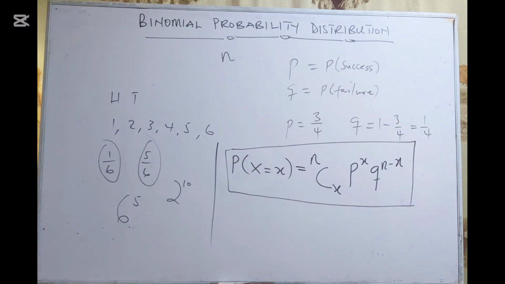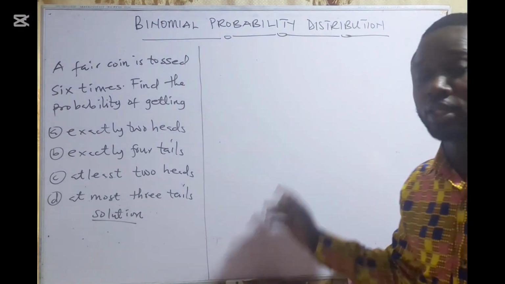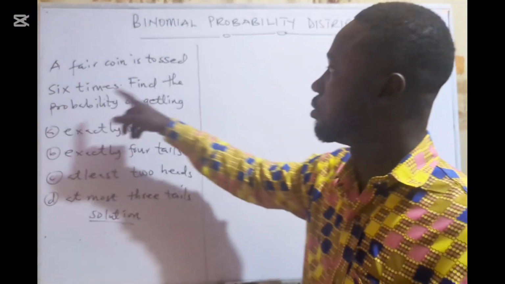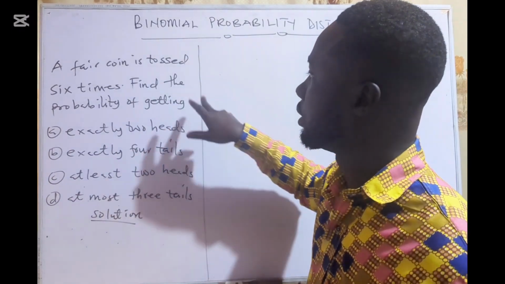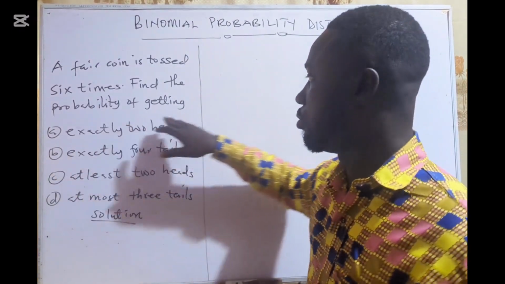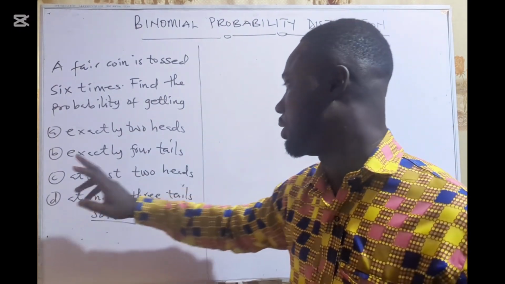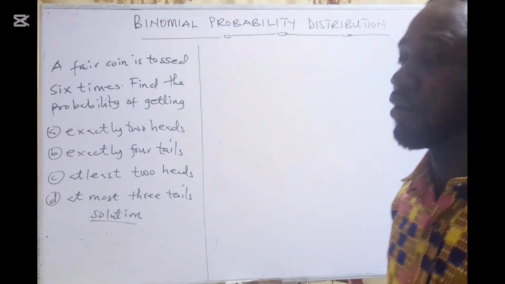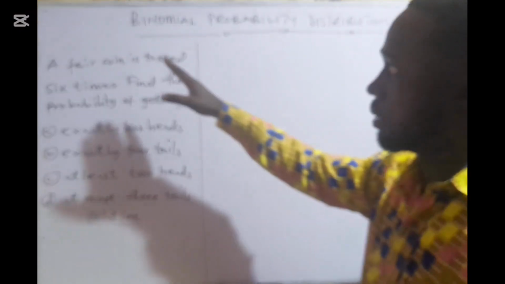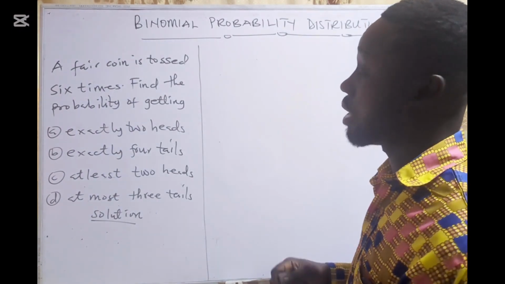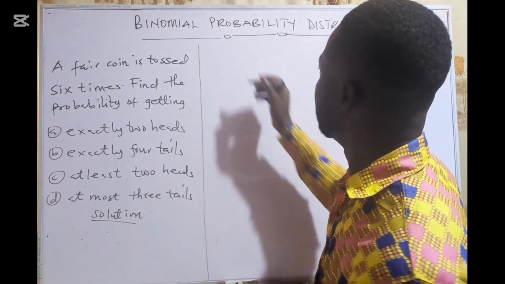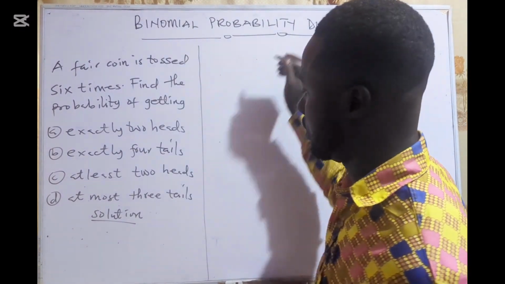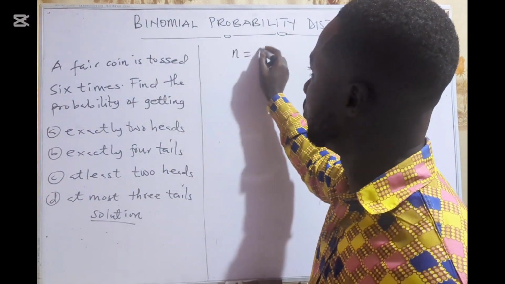All right. Okay, so let's look at the example. A fair coin is tossed 6 times. Find the probability of getting A, exactly 2 heads, B, exactly 4 tails, C, at least 2 heads, D, at most 3 tails. All right, so we are talking about a coin. A fair coin is tossed how many times? 6 times. So we know that our n is going to be 6.